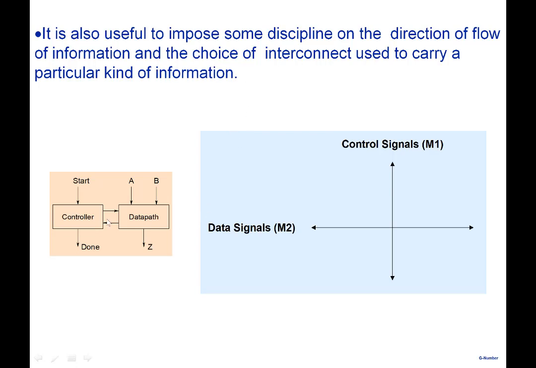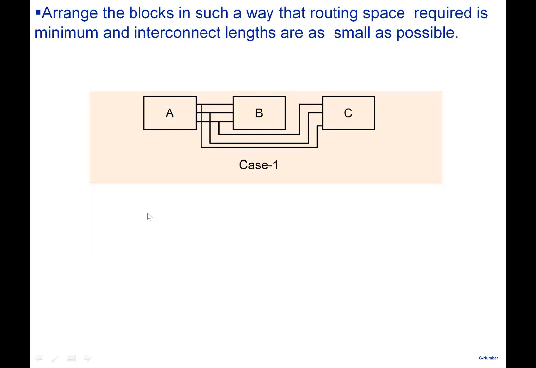It's also useful to impose some discipline on the direction of flow of information. For example, in a data path controller architecture, we have data signals and we have control signals. So you may impose some regularity on your layout by saying all the data signals are going to run horizontally, and all the control signals are going to run vertically. And you can decide this is going to run on M2, this is going to run on M1. These initial decisions will help you later to carry out the detailed layout. Data signals are all going to come like this, and all the control signals are going to come like this, so it will help you in carrying out the layout of the individual elements.